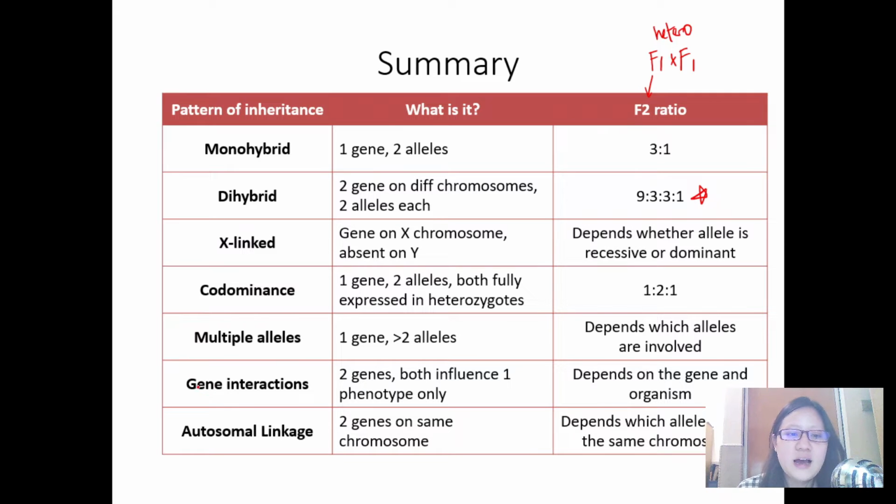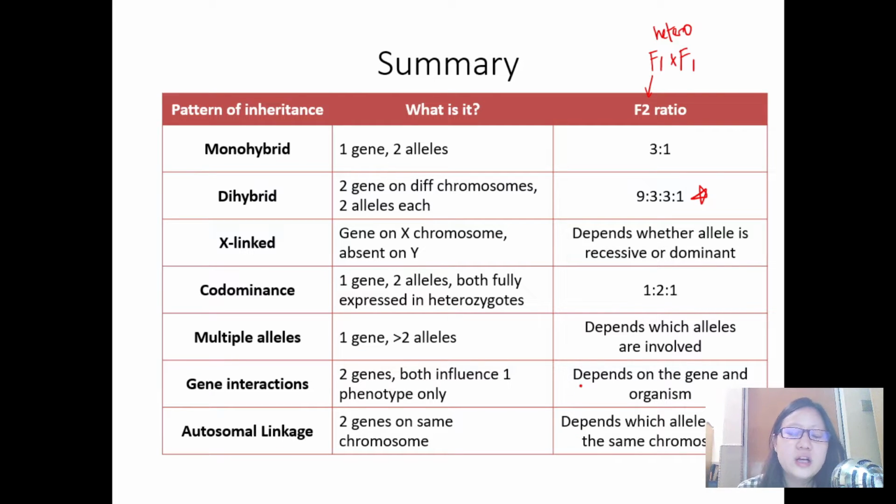Alright, second last, gene interactions. Gene interactions are quite interesting because there are two genes. It's sort of like dihybrid, but it's not, because it only influences one phenotype. In dihybrid, two genes, two alleles each, but two types of traits, so tall, short, purple, white. But in gene interactions, two genes influence one phenotype only. For example, we learned the example of chicken feathers, either colored or white. That's just one phenotype.